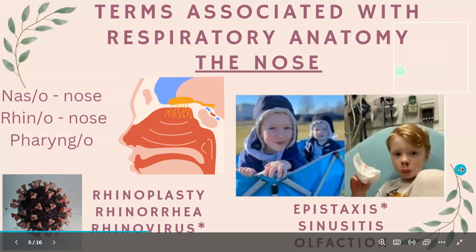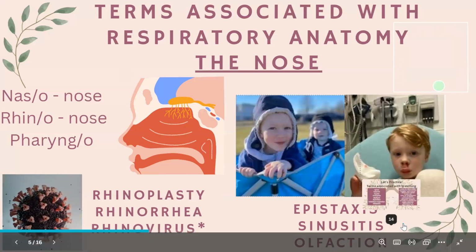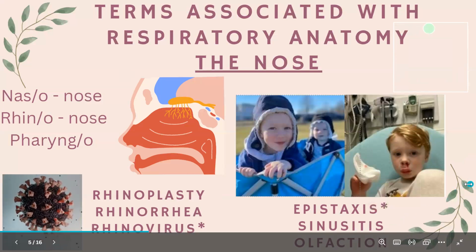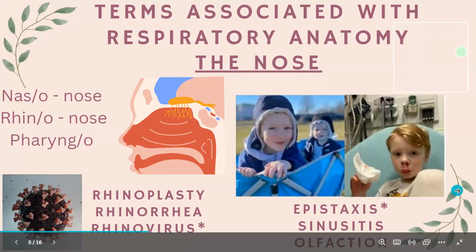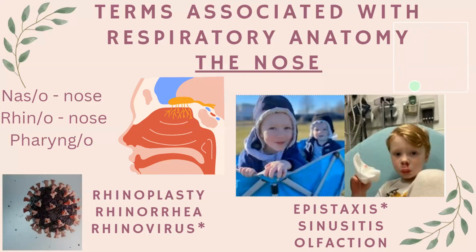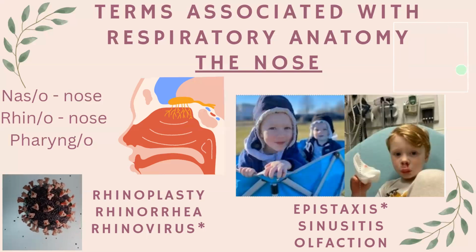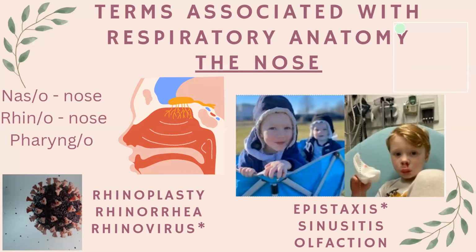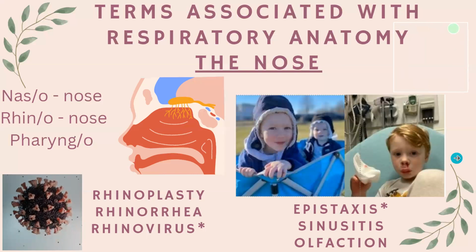Epistaxis is the medical term for a bloody nose. You see that here, epistaxis. Sinusitis. Sinus is a super easy one to remember for your new word list. Sinus is our root for sinus, so sinusitis is inflammation of our sinuses. And then last but not least on this slide, we have olfaction. I'll give you a hint: when you smell something, we have nerves called our olfactory bulbs that detect it. So olfaction is going to be the process of smelling. If you are smelling something, that is olfaction.